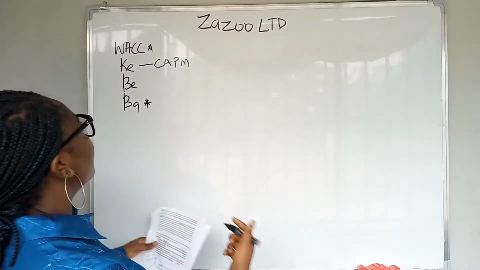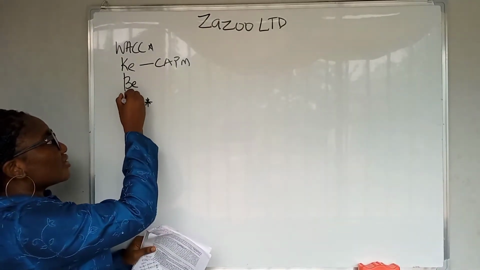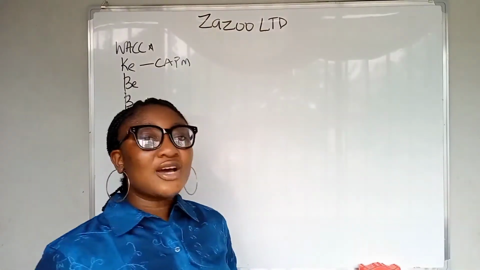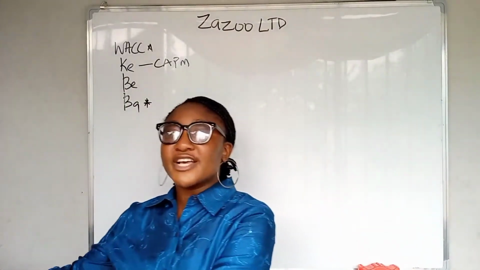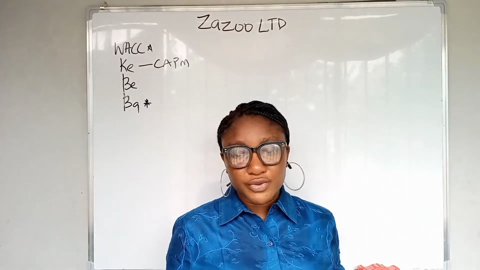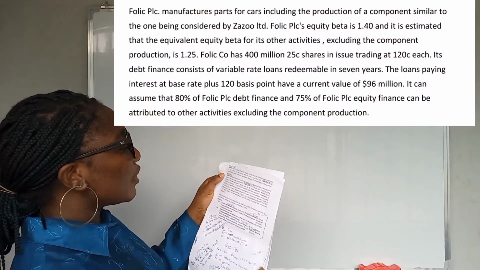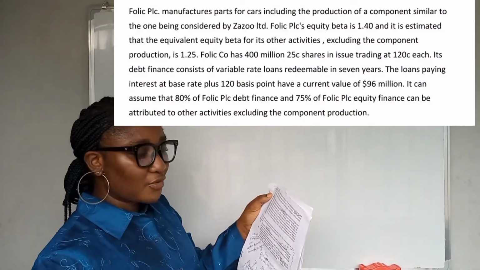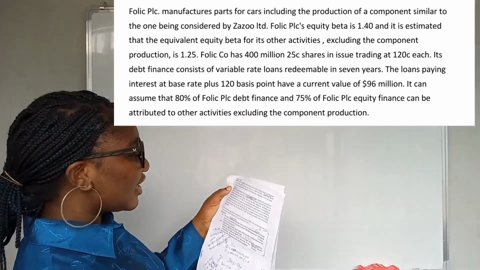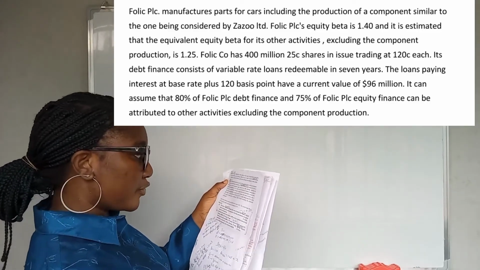Do you understand? So the first thing to get now is what? The business risk. What is the risk attached to this new business that the company is doing? And how do you get the risk? You go and look at the company that is doing it before, which is what? The proxy company, which is Folic PLC. Now, what did they tell you about Folic PLC? They said that Folic PLC manufactures electronic parts for cars. They are doing what Zazu Limited wants to do. And they said that it is similar to the one being considered. That's just telling you that it is a proxy company.